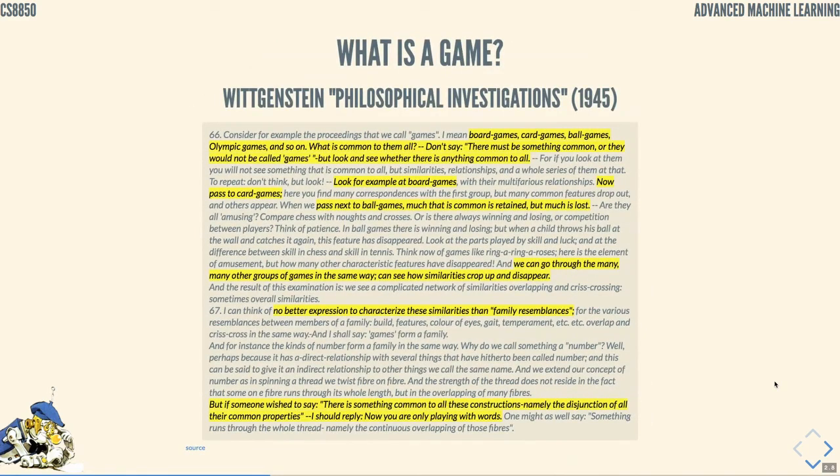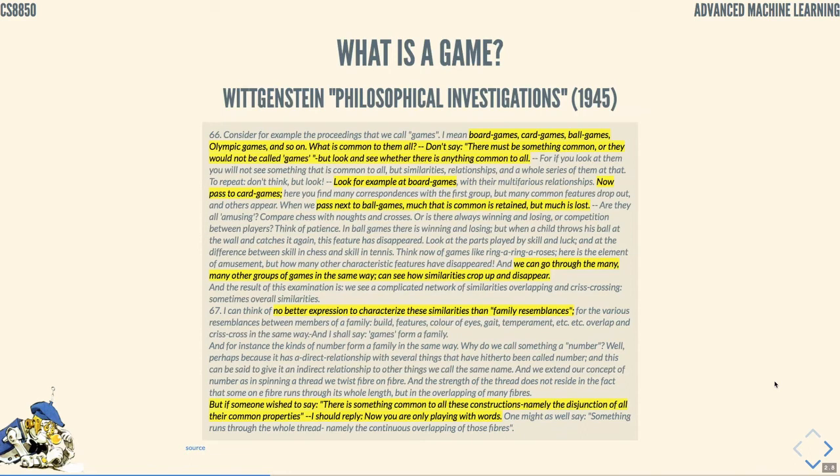Wittgenstein, in his Philosophical Investigations, looked at the definition or the meaning of the word game. Let's look at what he writes. What is a game? Board games, card games, ball games, Olympic games, and so on. What is common to all of them? Don't say there must be something common or they wouldn't be called games, but look and see whether there is anything common to all. Look, for example, at board games.